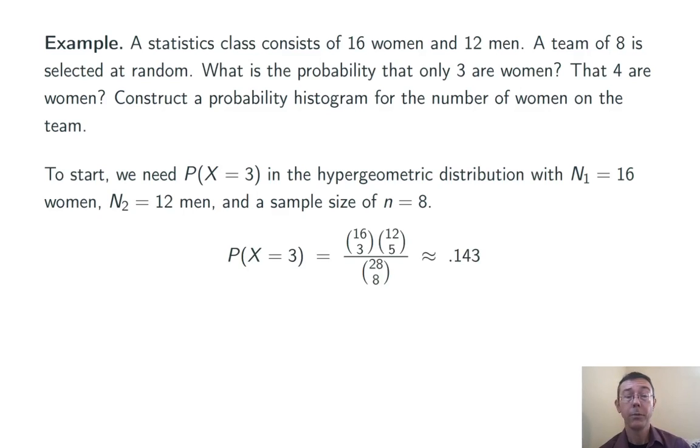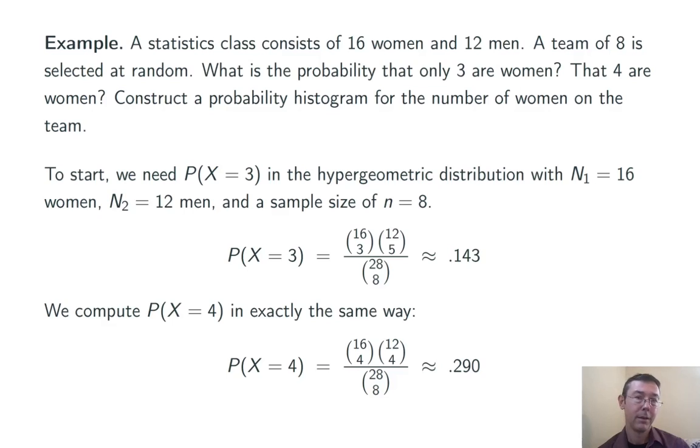Plugging those into our formula, the probability that we get exactly 3 women is 16 choose 3 times 12 choose 5 divided by 28 choose 8, about 14.3%. We do the probability that we get 4 women in exactly the same way. 16 choose 4 times 12 choose 4 divided by 28 choose 8, about 29%.